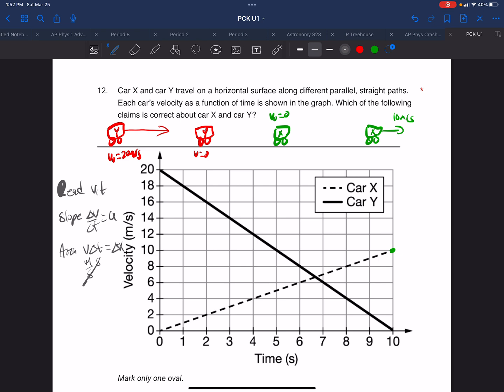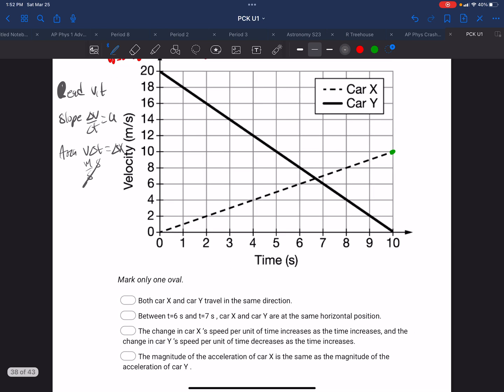So now, what is the question? Which of the following is a correct claim about car X and car Y? X and Y travel in the same direction. Well, for that to be true, the velocities must be both positive, or they must both be negative. If one were positive and one were negative, they would be heading toward each other or away from each other.